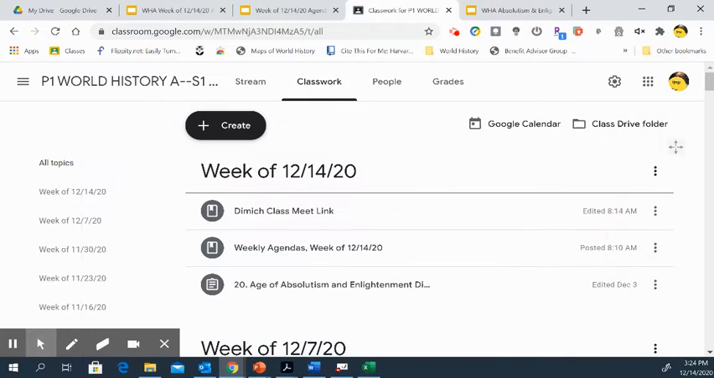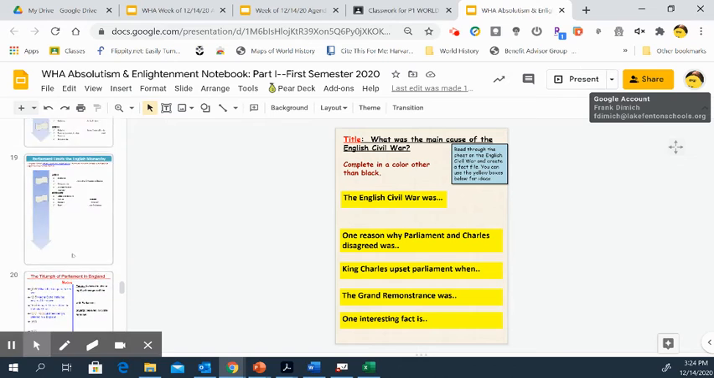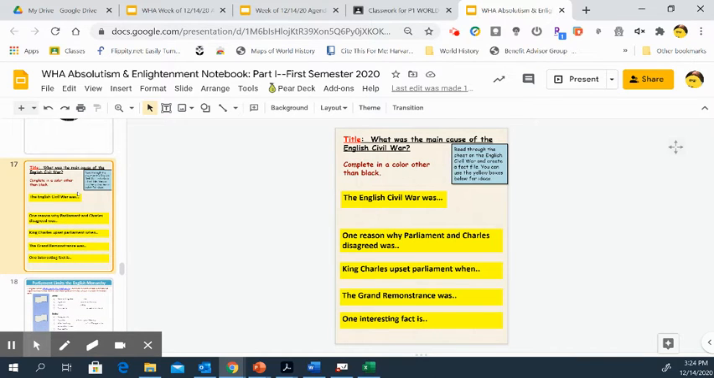So for tomorrow, we're going to start on the English Civil War, starting at slide 17. What should be your slide 17? What was the main cause of the English Civil War? Just some fill-in-the-blank fact file covering some of the facts of the English Civil War. And Charles I tried to take absolute power and was rejected by Parliament. England doesn't have that tradition. Remember the Magna Carta and King John, the tradition of Parliament having some power.